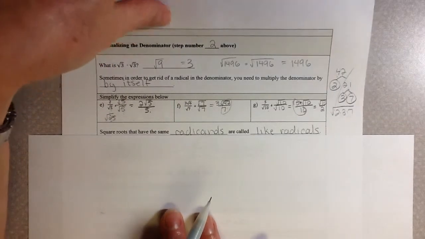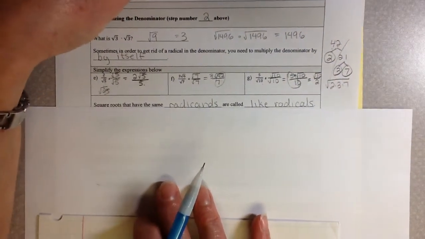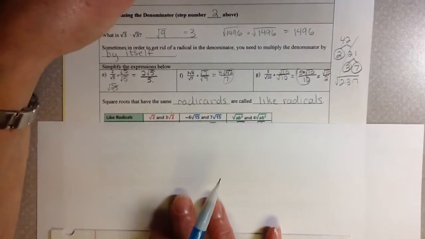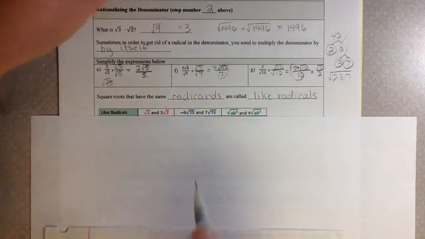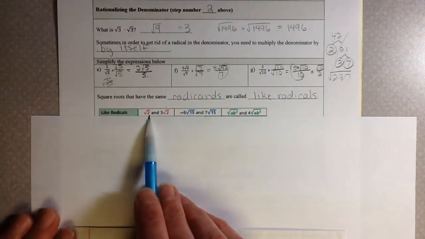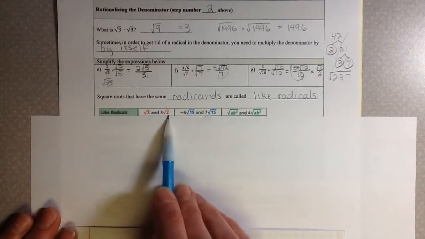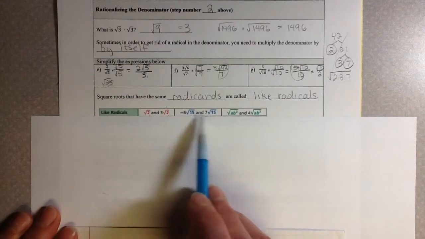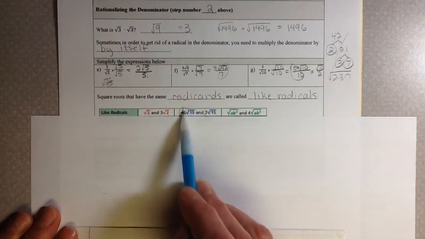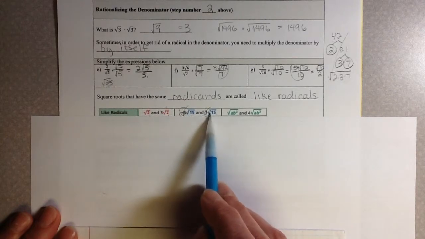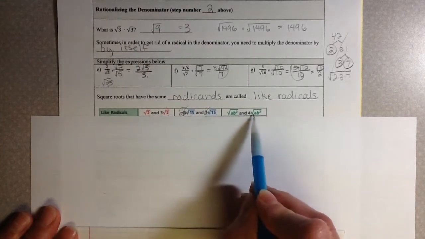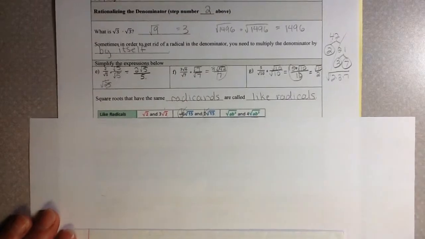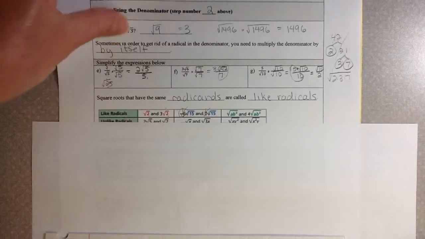All right, square roots that have the same radicands are called like radicals. And here are some examples of like radicals. Notice in red here we have the square root of 2 underneath both radical signs, so they're like radicals. We have 15 underneath. It doesn't matter what's out in front here. That doesn't matter. Just what's underneath. Same variables raised to the same power. So those are like radicals. What are not like radicals?